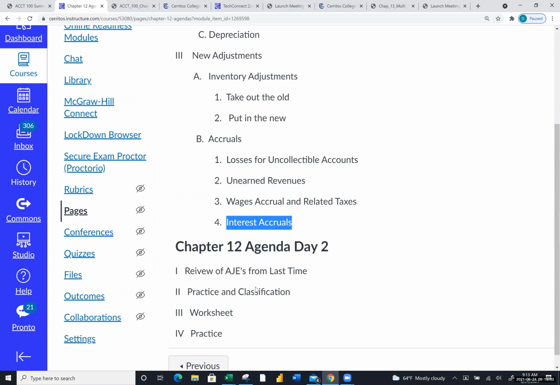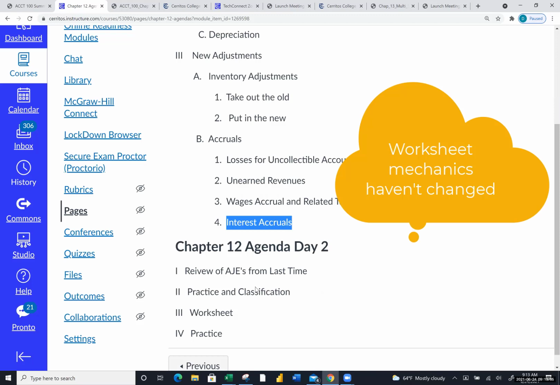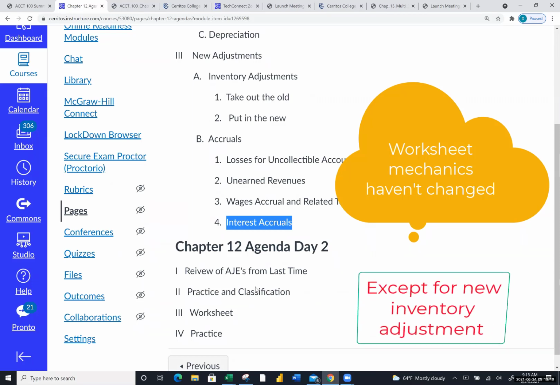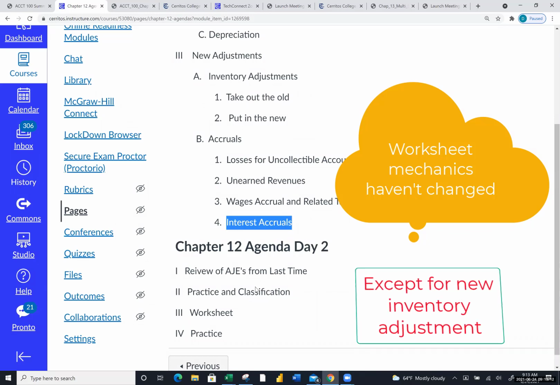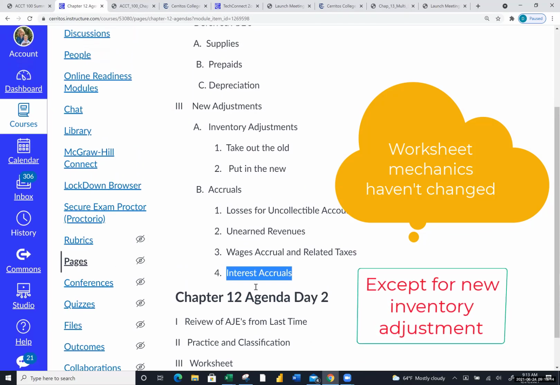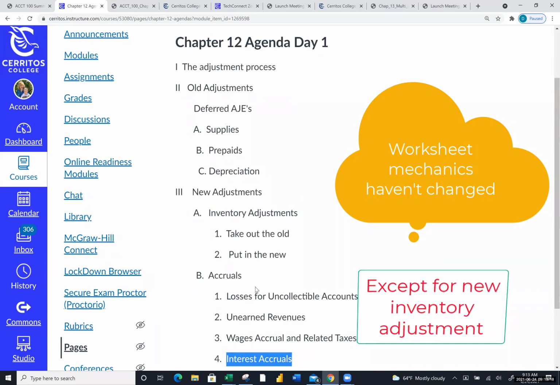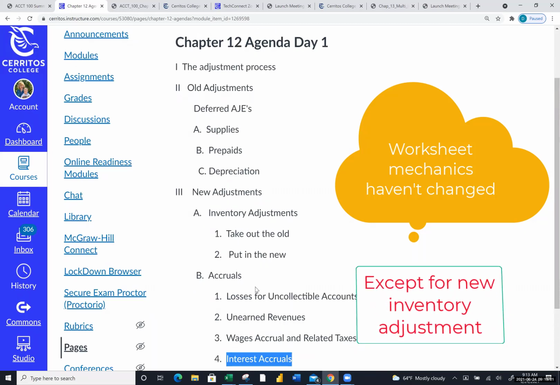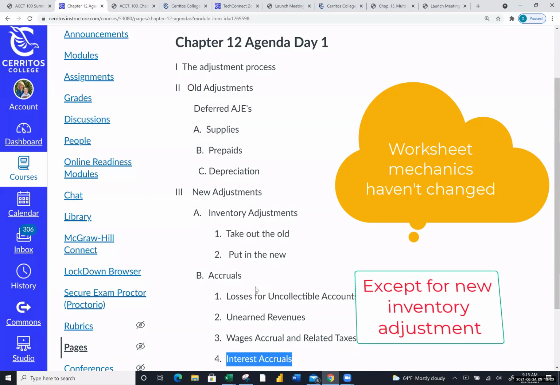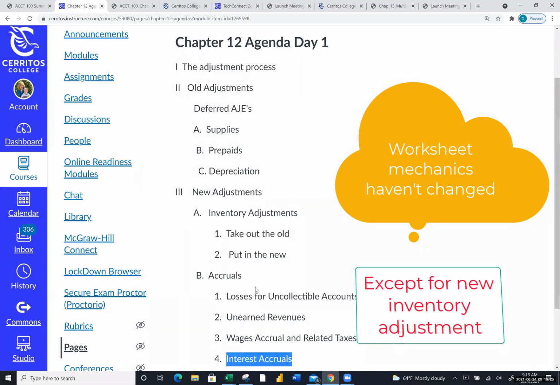Again, the worksheet mechanics are not very different. The only exception to that will be this inventory adjustment on the worksheet that we'll talk about today. And we've got a full day ahead of us. So I'm hoping that you guys at least scanned the chapter like I asked you to, if you could find the time. And then we'll go over these on the handout.